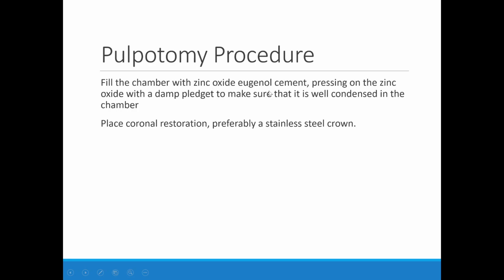MTA, you know, is a very hard-setting cement, and we can use it by itself, and Biodentine is the same. So when we use MTA, it's not necessary to use zinc oxide eugenol. Zinc oxide eugenol we put on orifices after application of ferric sulfate or application of formocresol. I hope it's clear for you.